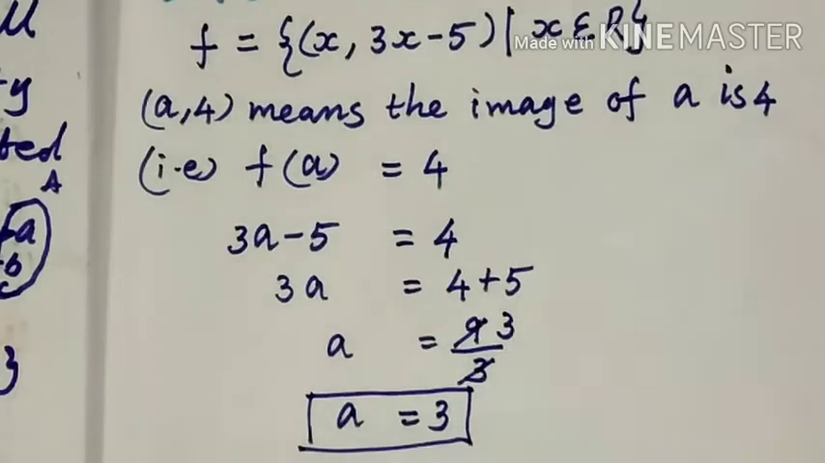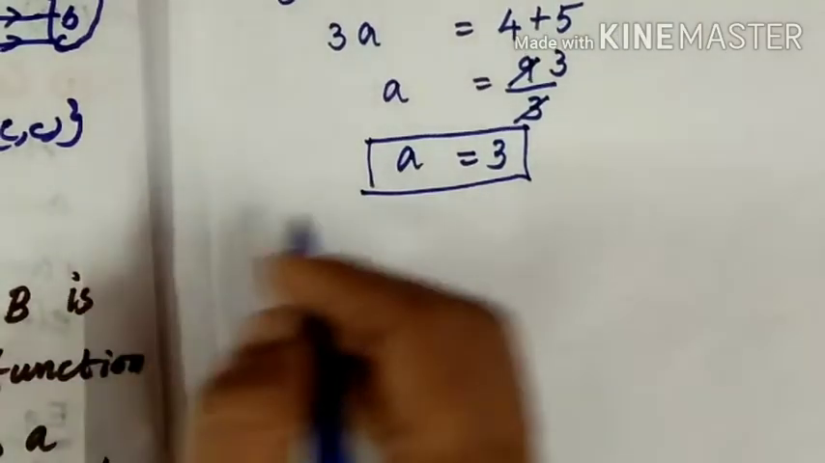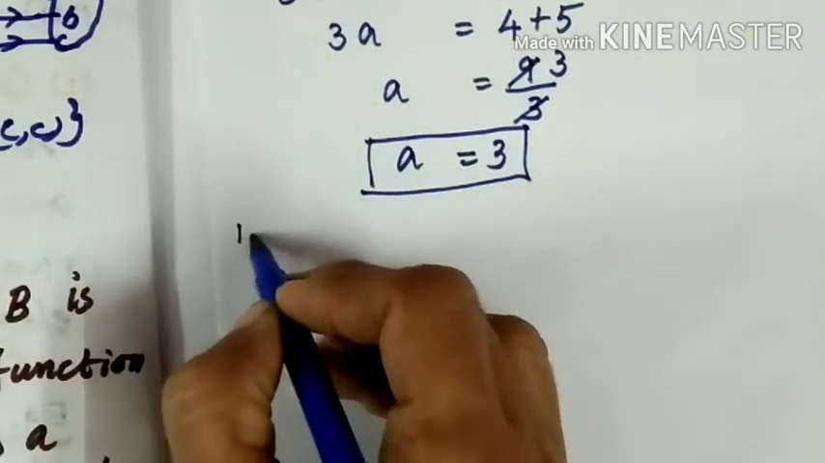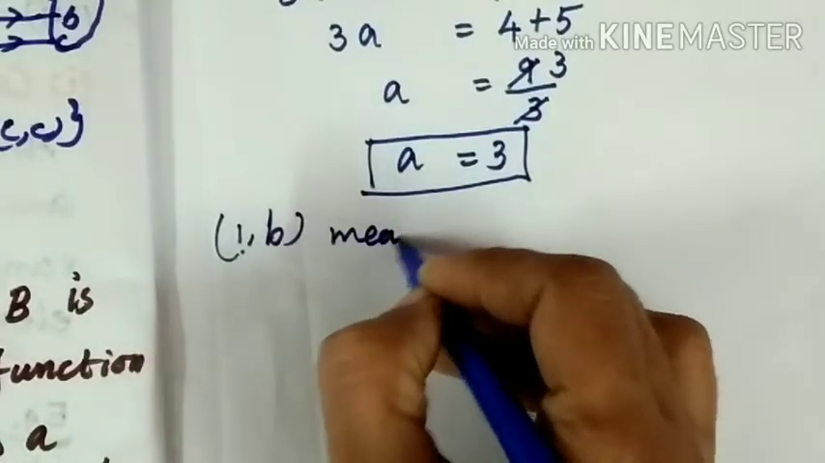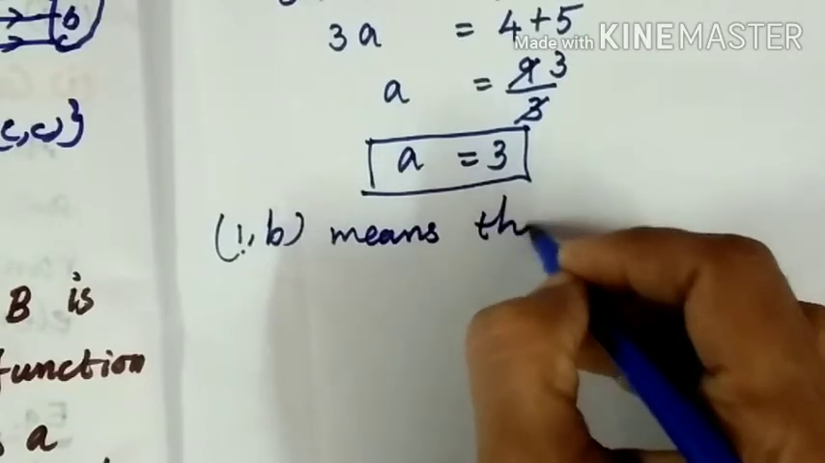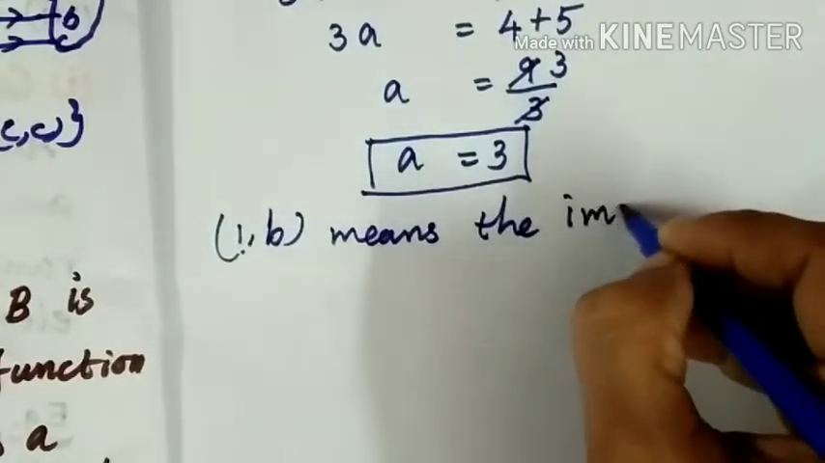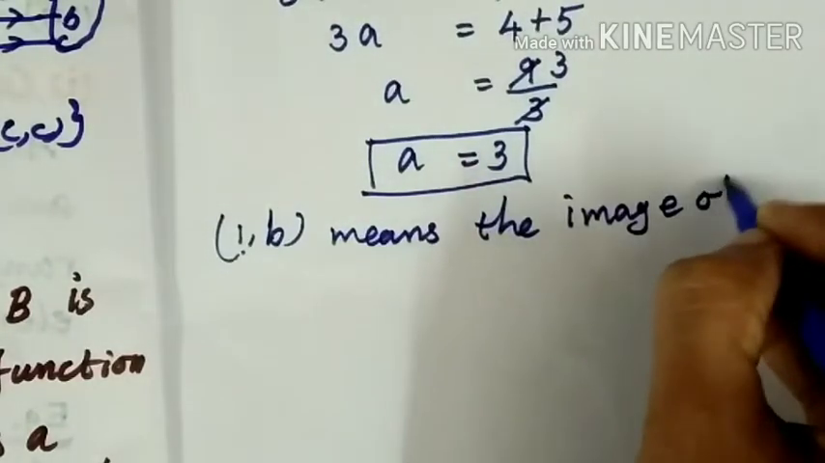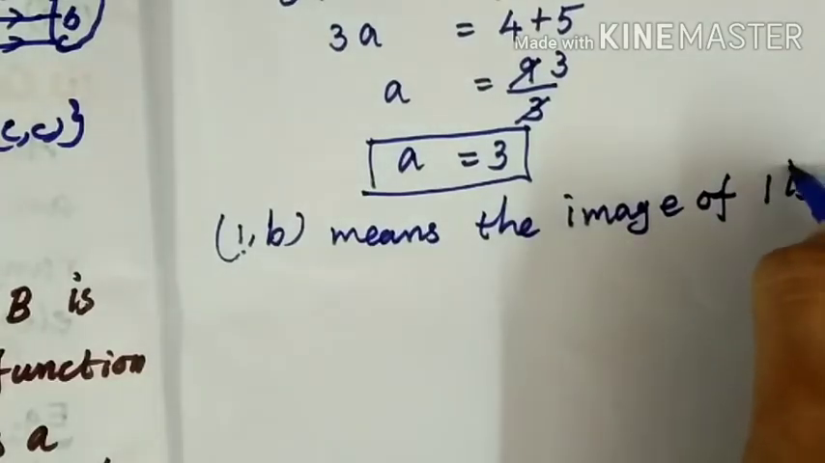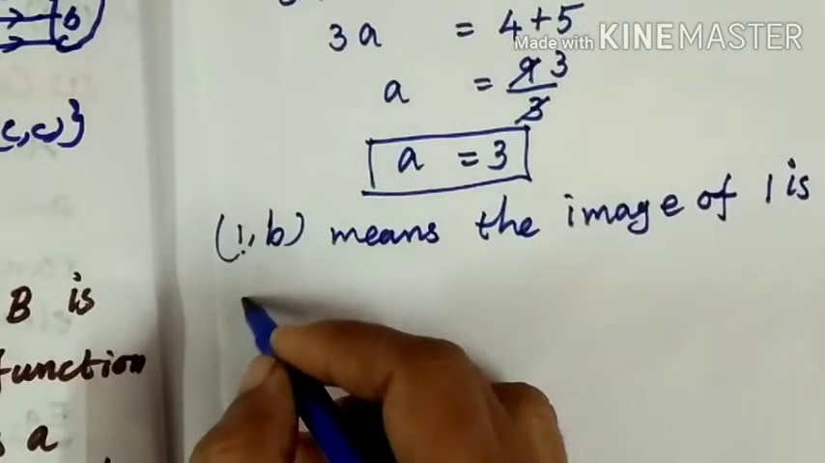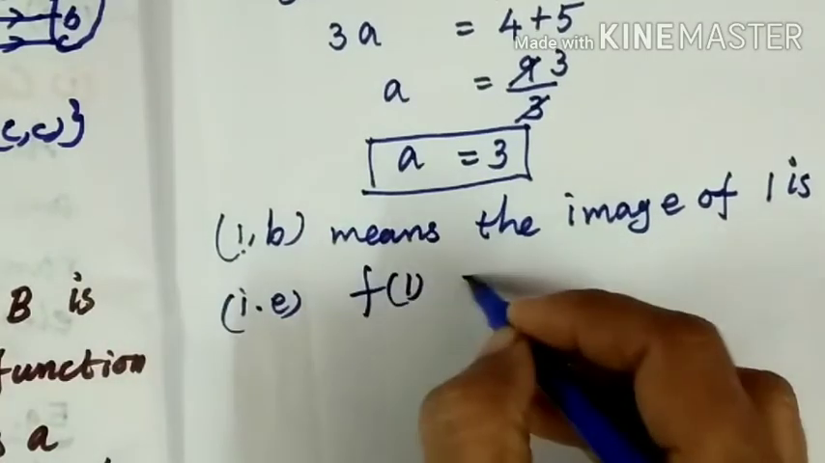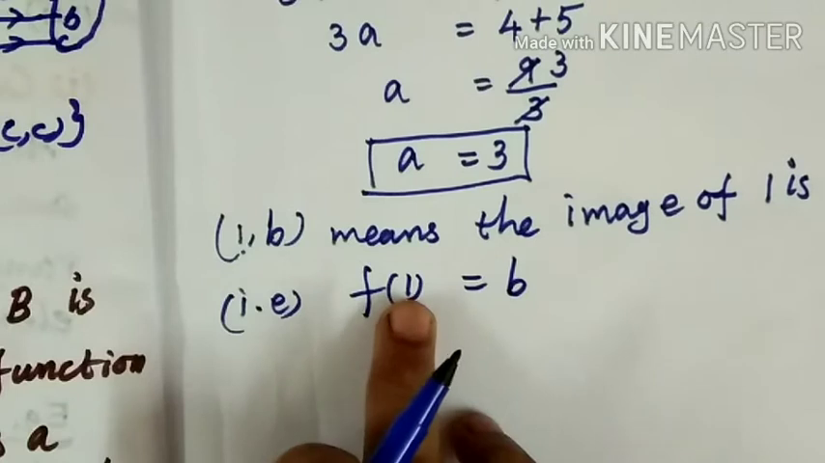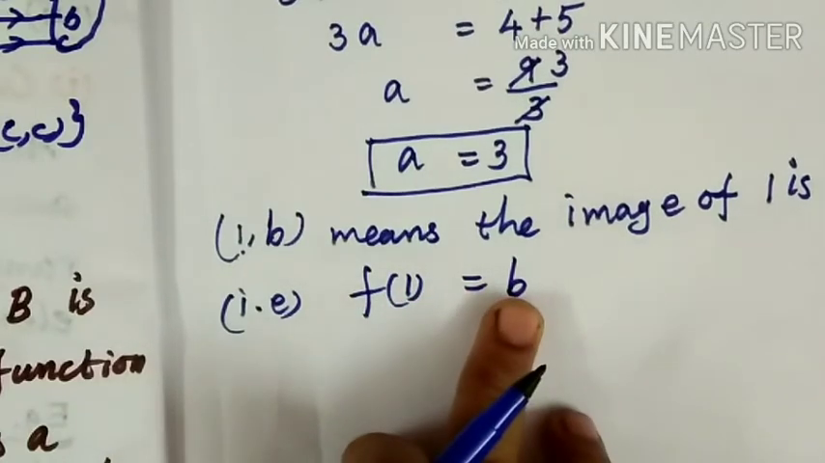Now the next given is (1, b). It means the image of 1 is b. That is f of 1 equal to b. Here 1 belongs to the x coordinate and b belongs to the y coordinate.